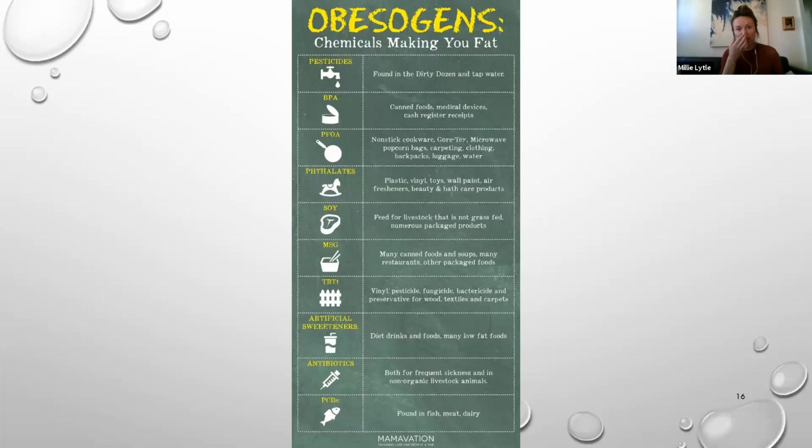And so what are some of these obesogens, chemicals that are making us fat? Definitely pesticides. Pesticides are fat soluble. They mimic estrogen in the body. They're found in food, in Dirty Dozen food. Definitely check that list out. But they're found in any food that's conventionally sprayed. And they're found in tap water as well, which is why we need to filter our water, at least with a Brita, or a carbon filter, if not, you know, further.